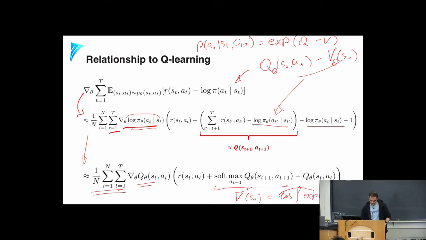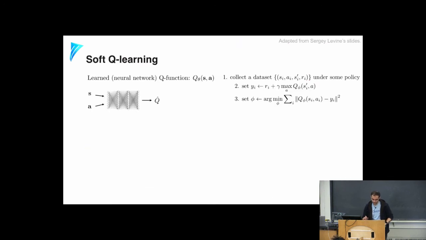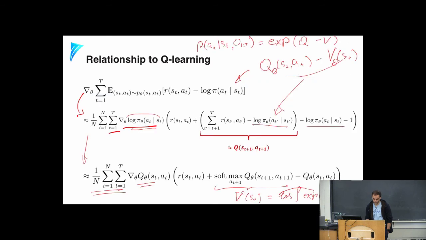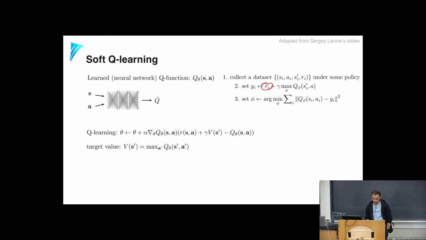So let's try to relate this to the actual Q learning. Let's say we have some sort of parametric Q function. In standard Q learning, we were iterating between computing the target y, the reward plus, let's say, the discounted max of the Q, and then refitting the Q function to match the y's. Instead of max, now we have the softmax.